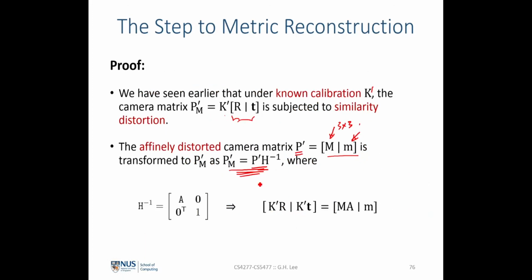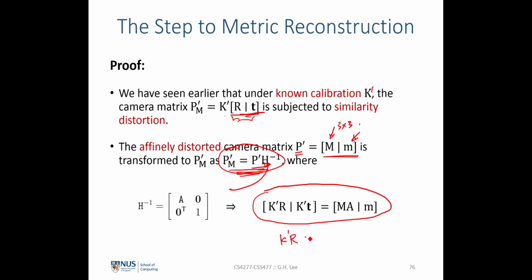What this means is that if we apply this H inverse back into this equation and substitute all the expressions here and here into the equation, we'll get this relation where we can see that K prime R equals M multiplied by A in the first 3 by 3 entries.